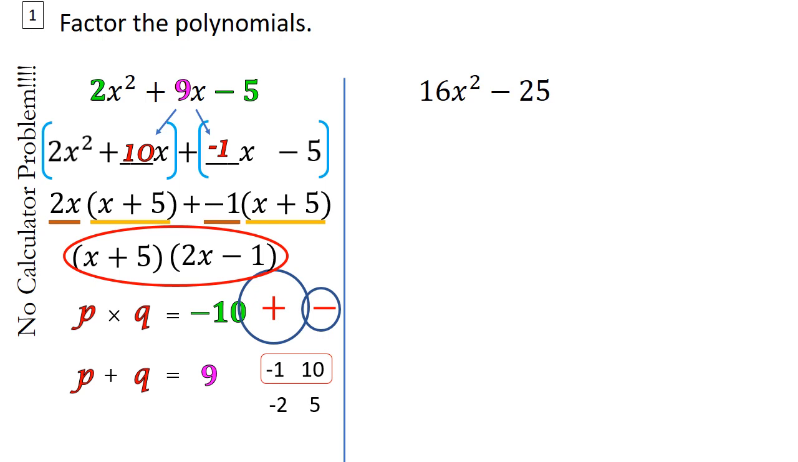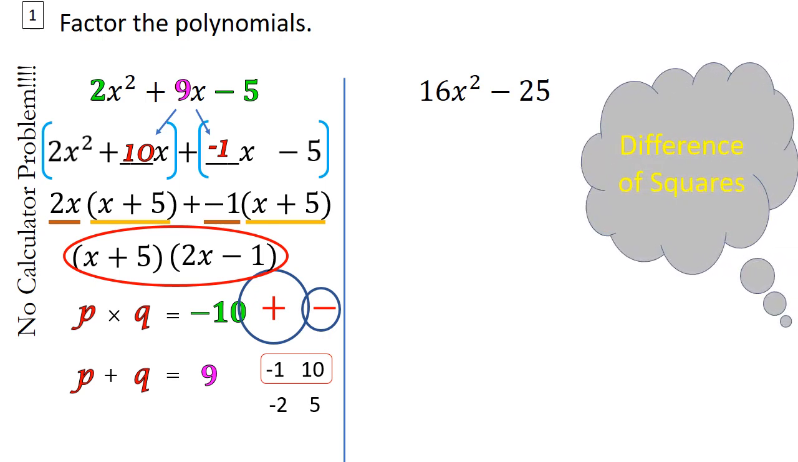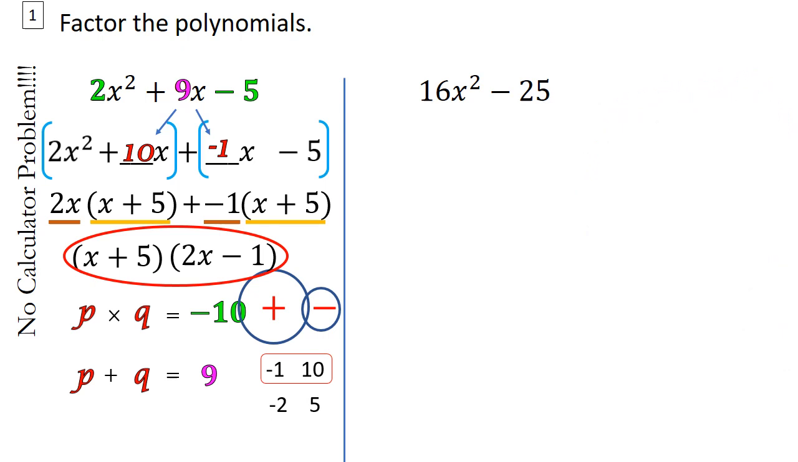Moving on to this second problem, now it's only got two terms, and there's not much we can do with two terms. We can always try to find a greatest common factor, but nothing goes into 16 and 25. But there is one thing that we can do when it's a binomial if it fits the right pattern, and this one does. It's a difference of squares, which is to say that the first term and the last term are each perfect squares.